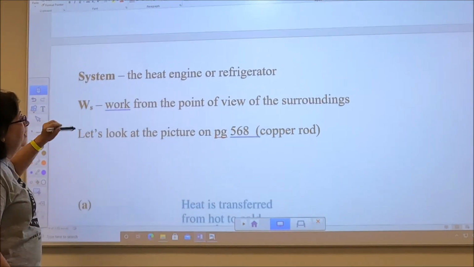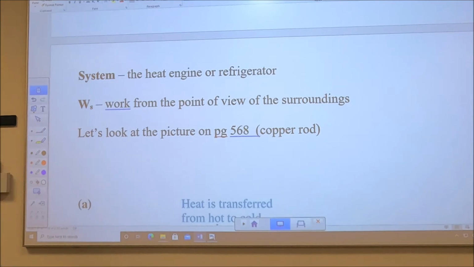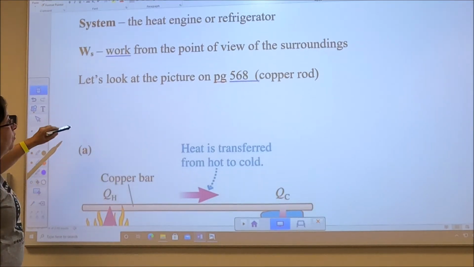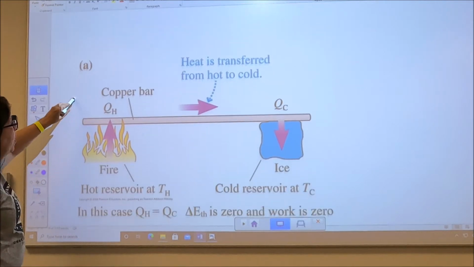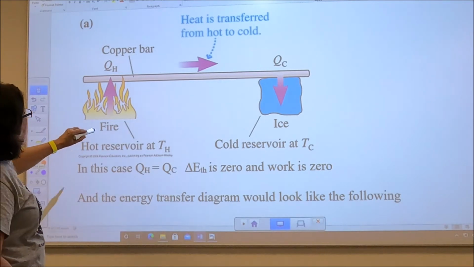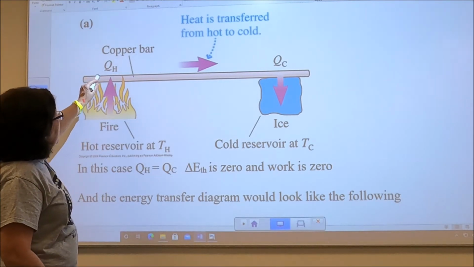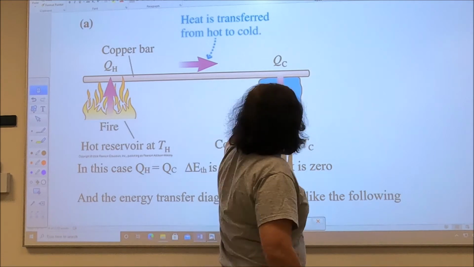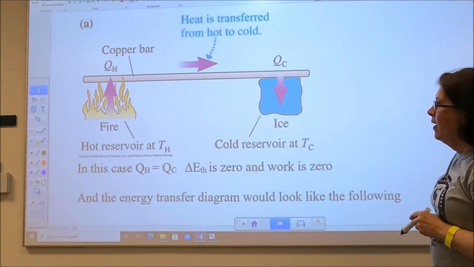A system is either going to be our heat engine or a refrigerator. WS is the work from the point of view of the surroundings. So let's look at a pictorial representation here of a copper rod. Heat is transferred from hot to cold here. So QH is coming in here at the hot side, and QC is heat energy going out at the cold side.